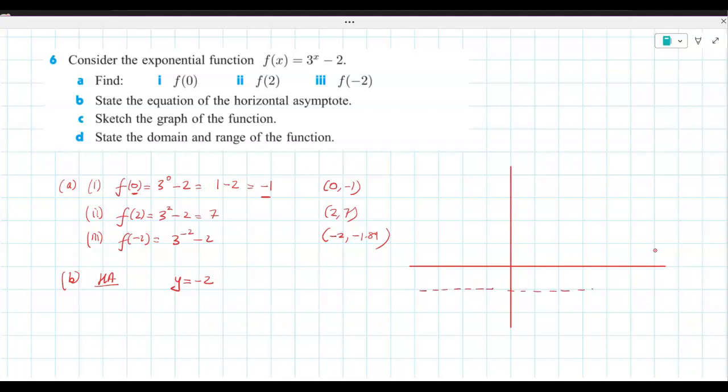You draw y is equal to -2. You have this point, so (0, -1), (2, 7), and (-2, -1.89) here. So your graph is like this. This is your graph.